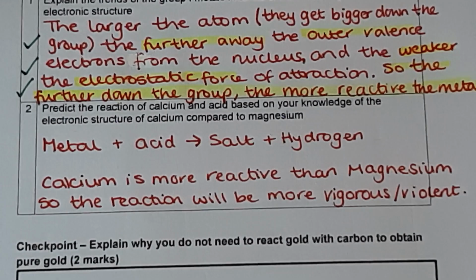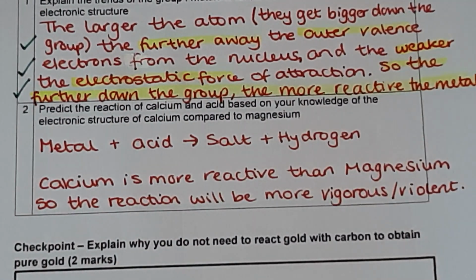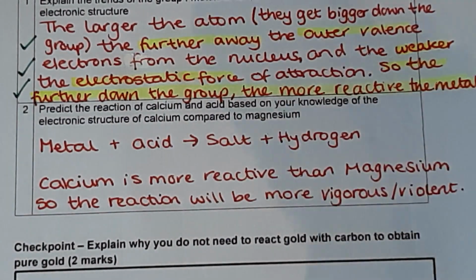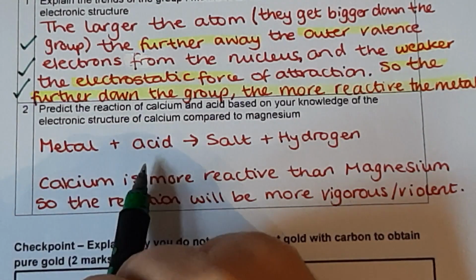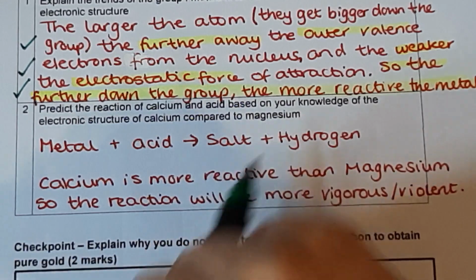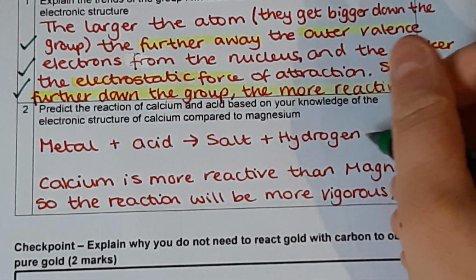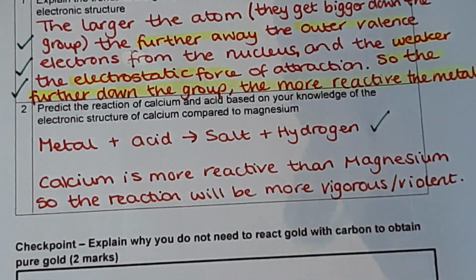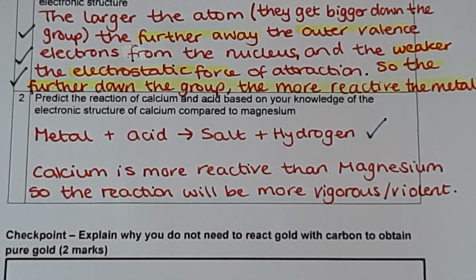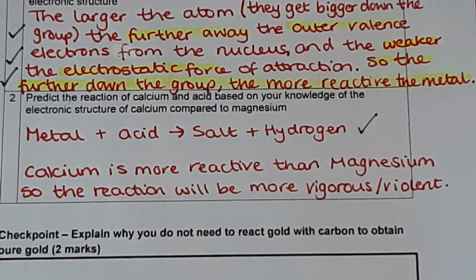Question 2, predict the reaction of calcium and acid based on your knowledge of the electron structure of calcium compared to magnesium. Well, first of all, you need to know that a metal and an acid turns into a salt plus hydrogen. If you've written that, you can have a mark. Now, I suspect most of you have forgotten this. This is something from an old topic. So I want you to write that down if you have not got that written down, because that's really important to know.